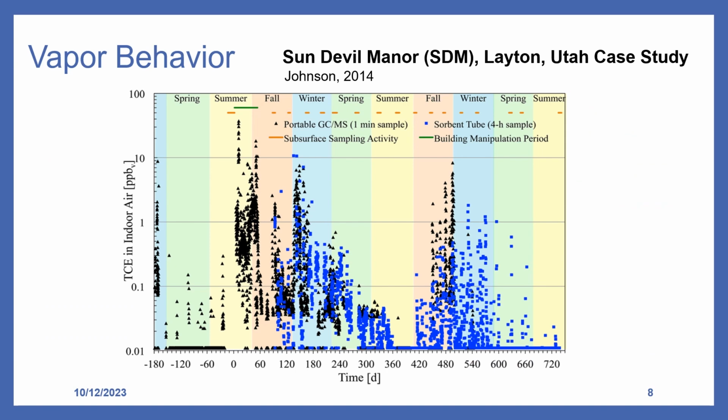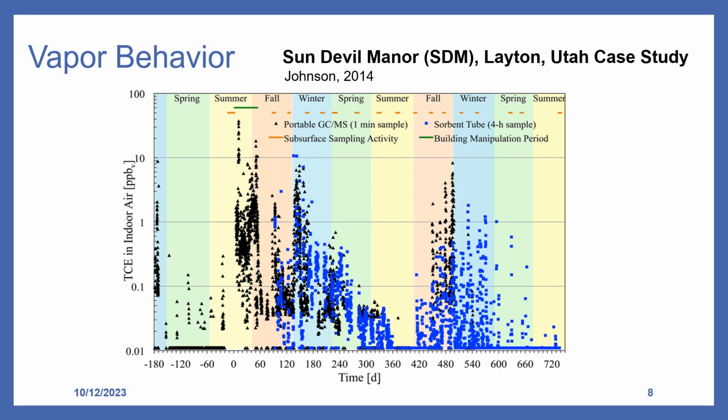To help demonstrate the wide range in temporal variability in indoor air, this graph shows the TCE, or trichloroethylene, concentrations from 8,000 samples collected at the Sun Devil Manor residence over just under that 3-year period under those natural conditions. So data shows significant concentration variation in a single day and also between seasons. Additionally, there was much greater concentration variation during the winter months versus those observed during spring months.